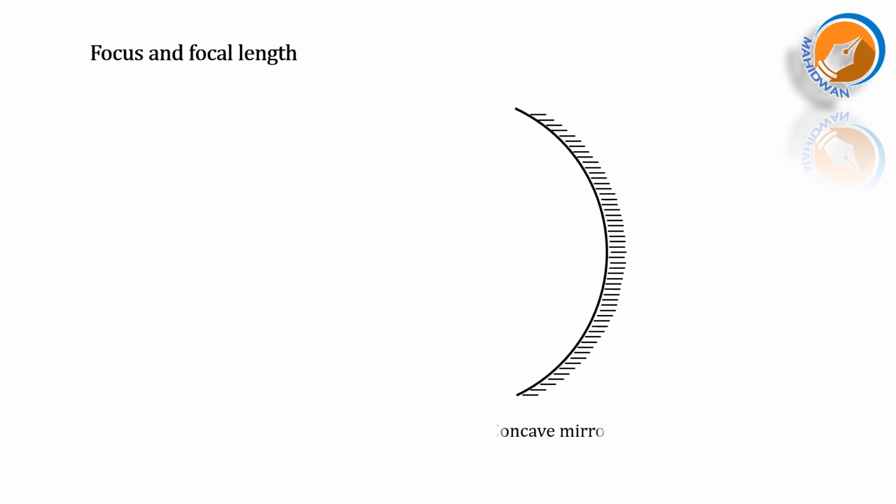Next, a very important term we are going to learn is focus and focal length. It is also called principal focus because it lies on the principal axis, that is why. I'll explain it first for a concave mirror. Everything else is the same: center of curvature, pole, and I have taken this distance as 4 centimeters. So even when you draw, take it as 4 centimeters.